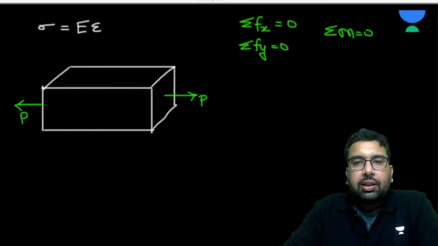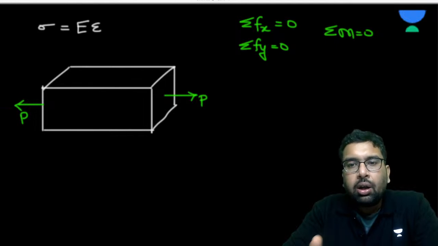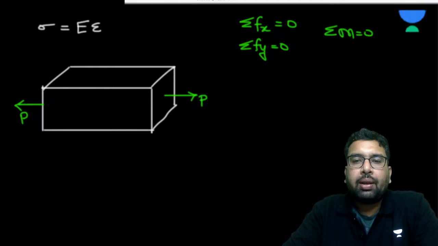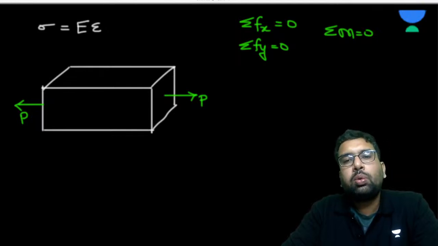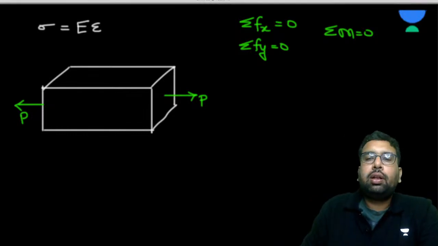So when in such a condition a body is acted upon, the physics applied to the body is what we call the properties of the solid. That comes under this category, or it is also known as mechanics of solids. Now, let me tell you.